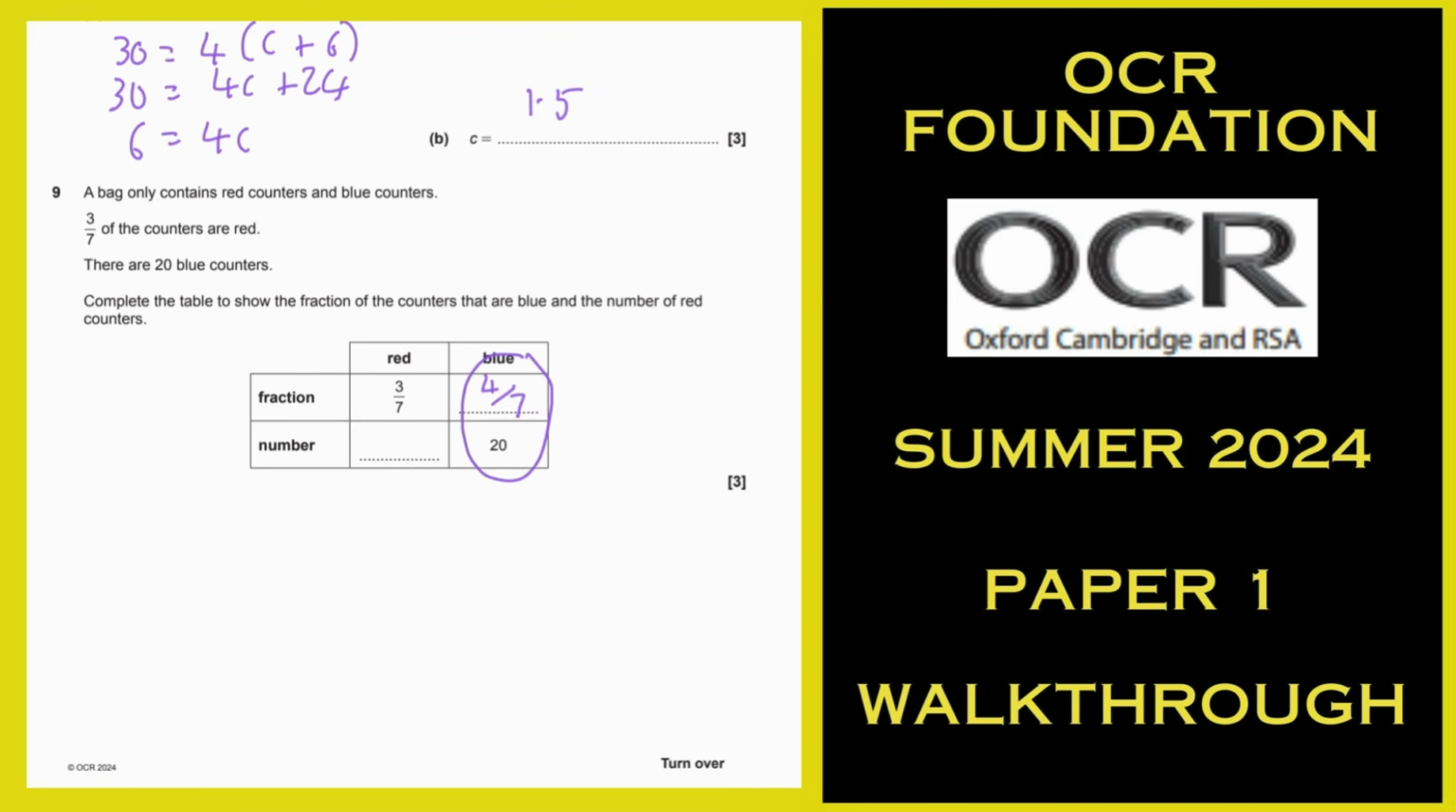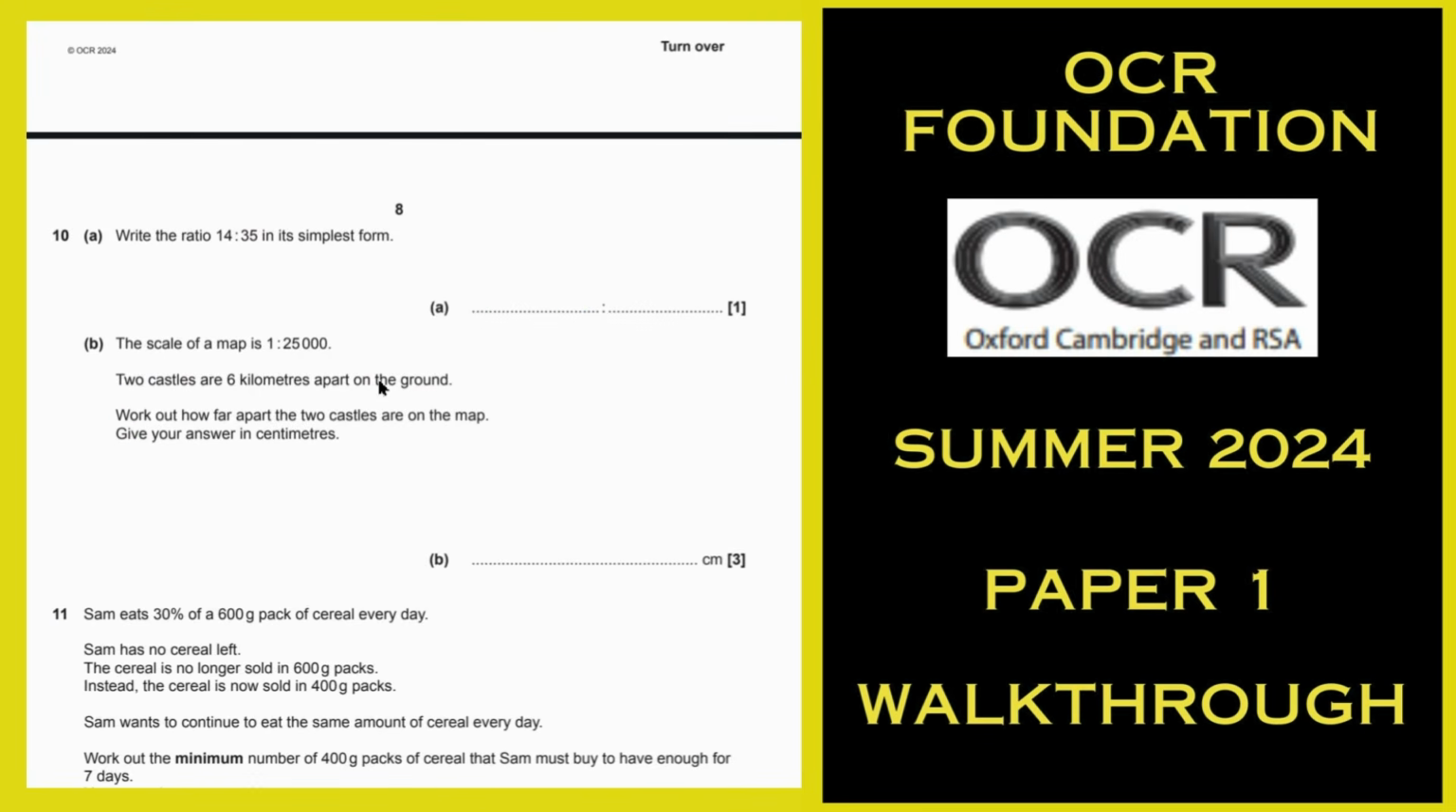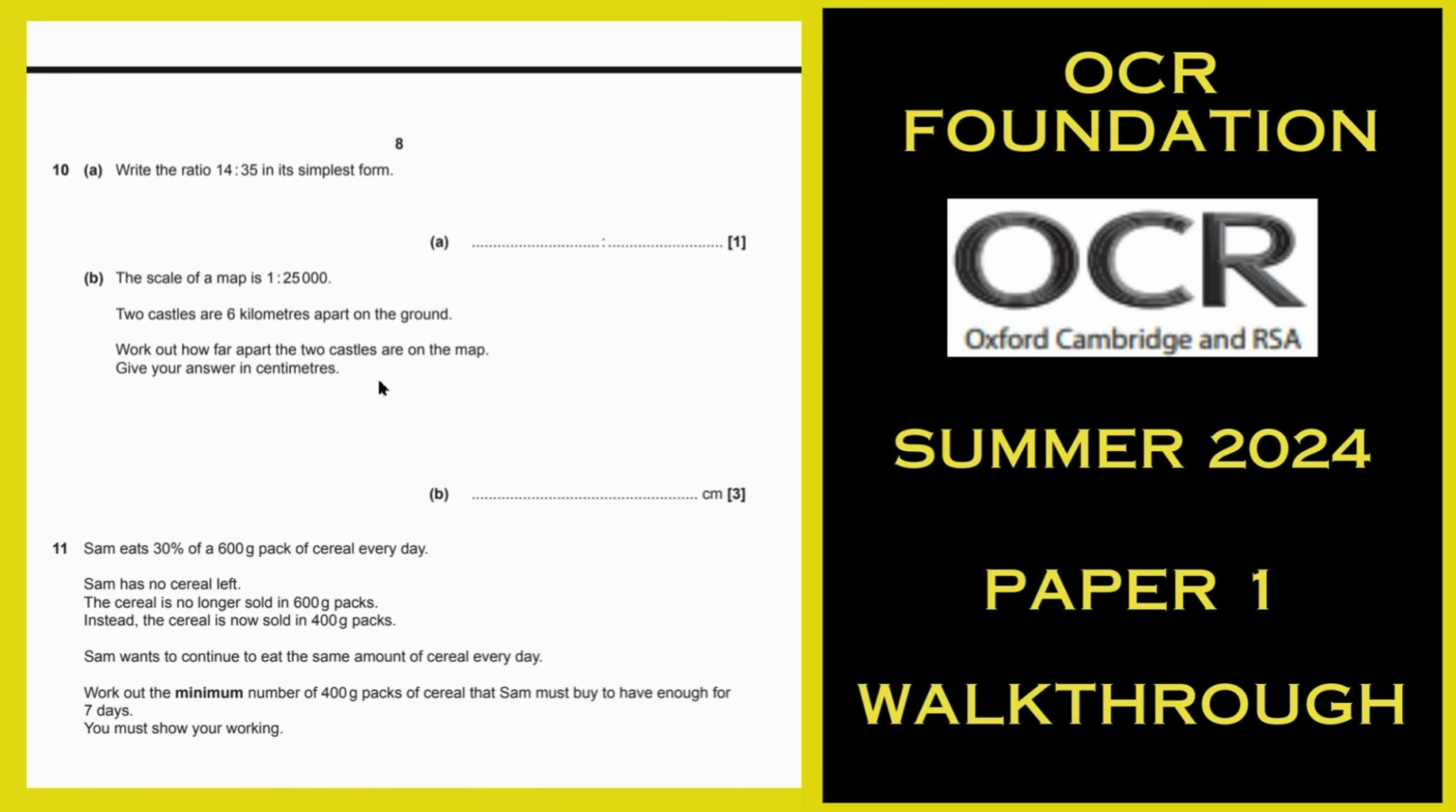Spot the connection. If you know that 4/7 is worth 20, you find out 1/7 by dividing it by 4. And when you know 1/7, you treble it. You times it by 3 to get your 3/7. That's why that bit is worth a couple of marks.